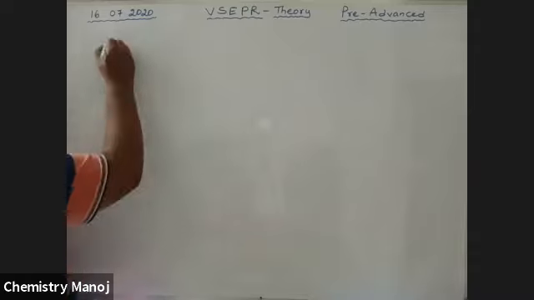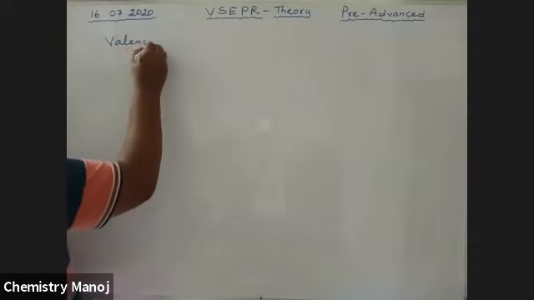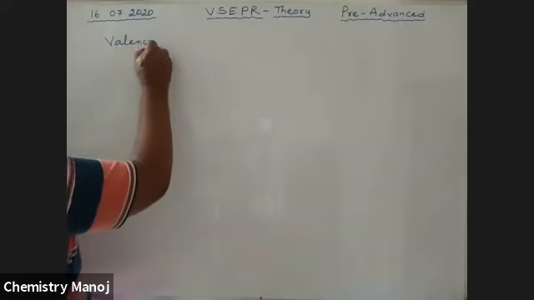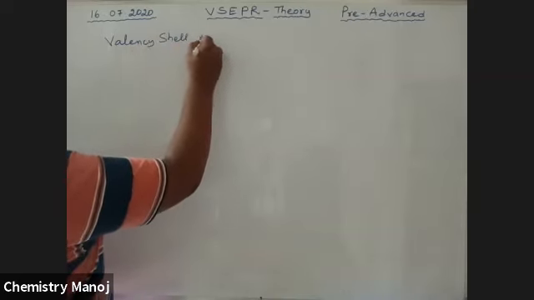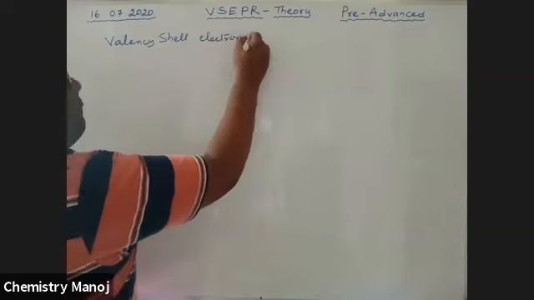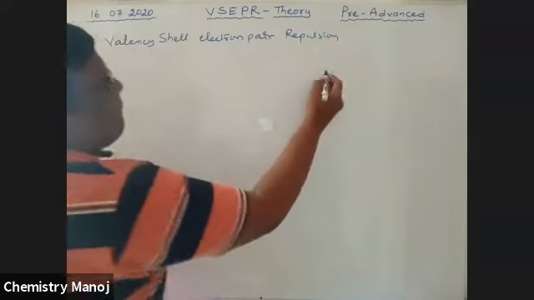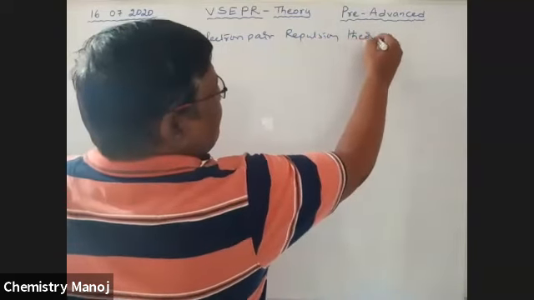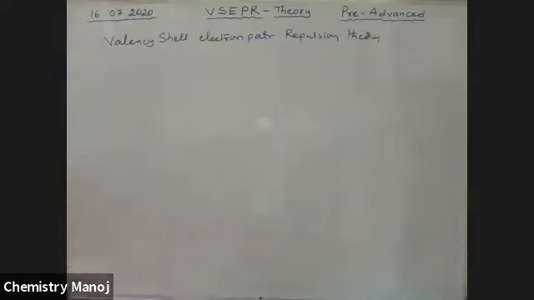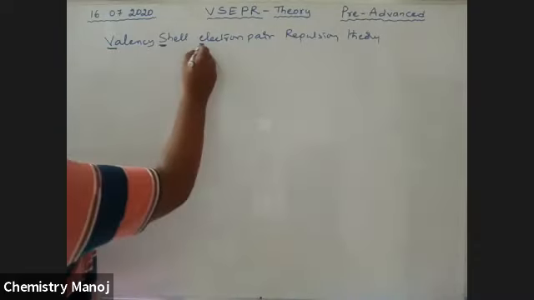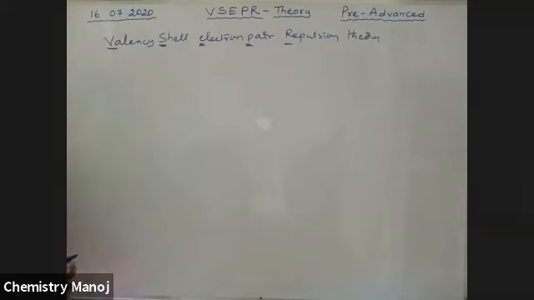Valency shell electron pair repulsion theory. Okay, so valency shell electron pair repulsion theory, which in short is called VSEPR theory.